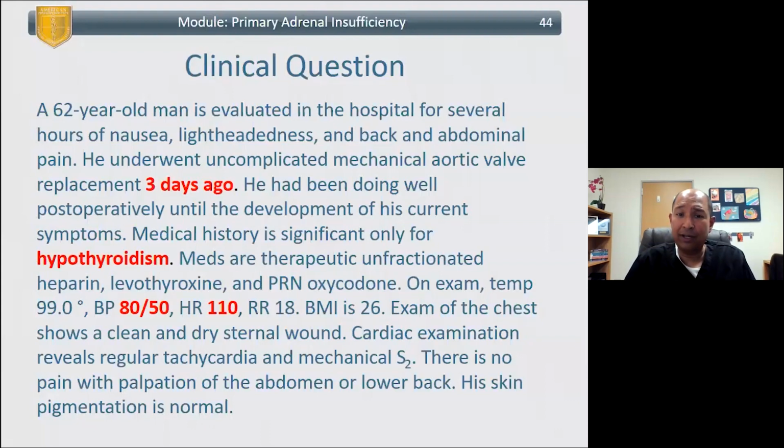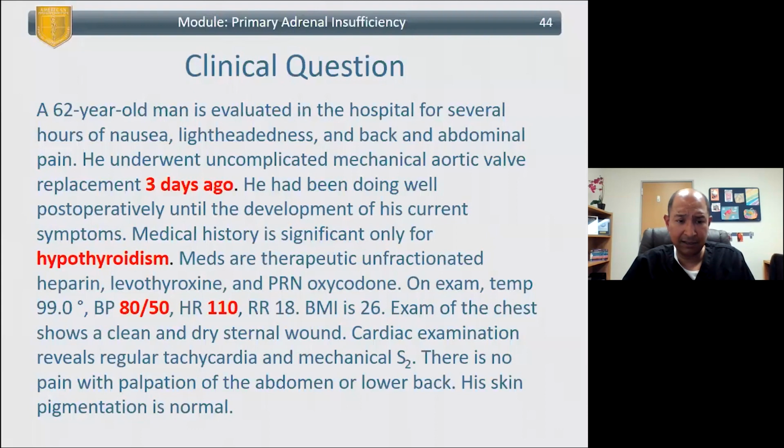A 62-year-old man is evaluated in the hospital for several hours of nausea, lightheadedness, and back and abdominal pain. He underwent uncomplicated mechanical aortic valve replacement 3 days ago. He's been doing pretty good post-op until his current symptoms. He had a history of hypothyroidism in the past. Meds are unfractionated heparin because he just got an aortic valve replacement. He's on levothyroxine for his hypothyroidism, and he has some pain meds and oxycodone.